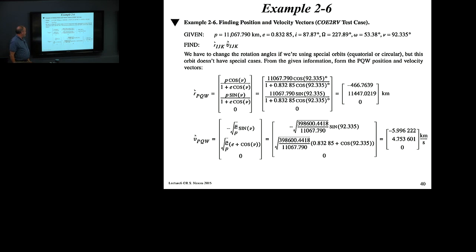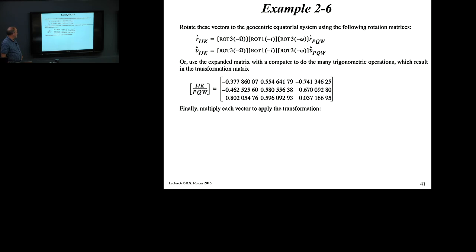Just very quickly, you'll do this to test your code. You start out by writing the position in the PQW frame and the velocity in the PQW frame from these equations, so you actually get vectors out of that. Those are what you're going to apply the 3 rotations to. It's really just a couple lines of code in MATLAB. That gives you the position and velocity in the inertial frame.